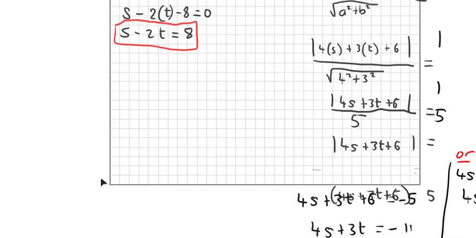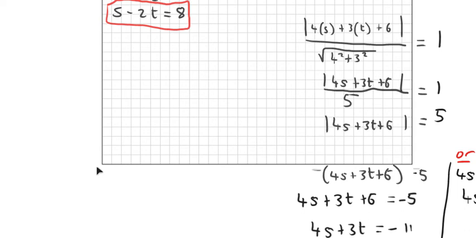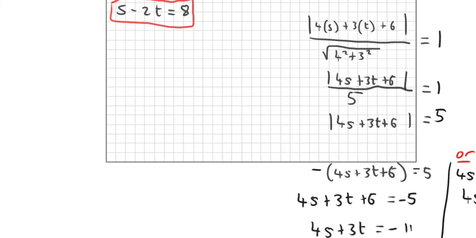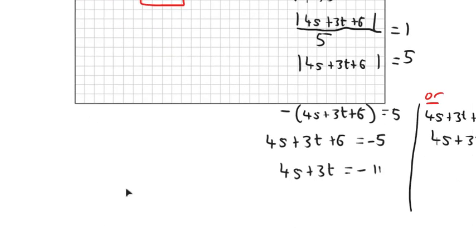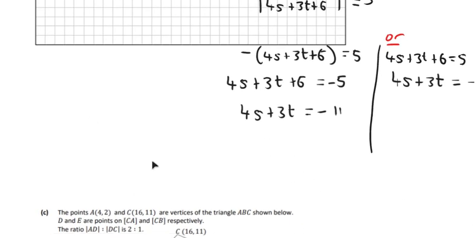So if you go back up to our first equation we had right back at the start of the question, we had s minus 2t is equal to 8. If we rearrange that equation a little bit, just move that minus 2t to the other side, you get s is equal to 2t plus 8. So we can use that, we can just substitute that in for s down here. So 2t plus 8.